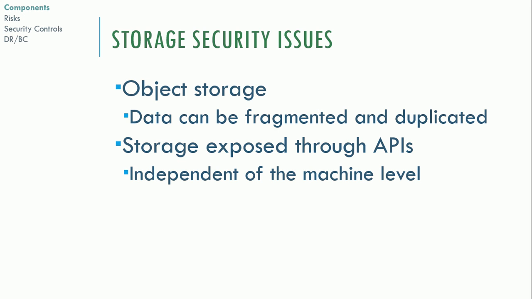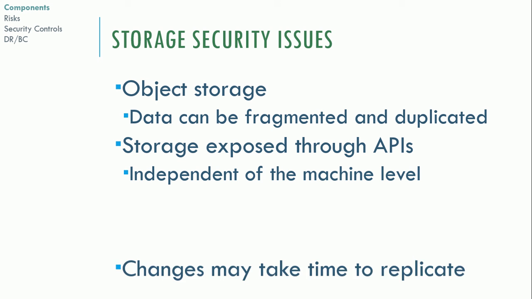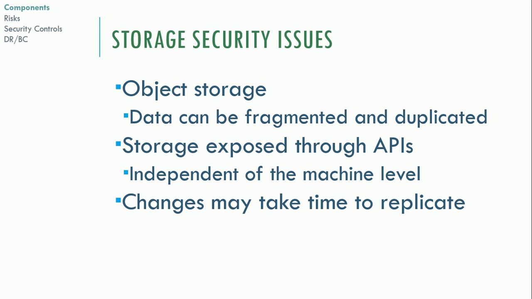But the fact that I'm accessing that storage through an API can also be a security concern because APIs have risks. They're application level. There are lots of known vulnerabilities, and APIs are very well understood by attackers and how to take advantage of those. I'll talk a little bit more about that in our discussion on risks in this unit as well. And changes can take a long time with object storage.